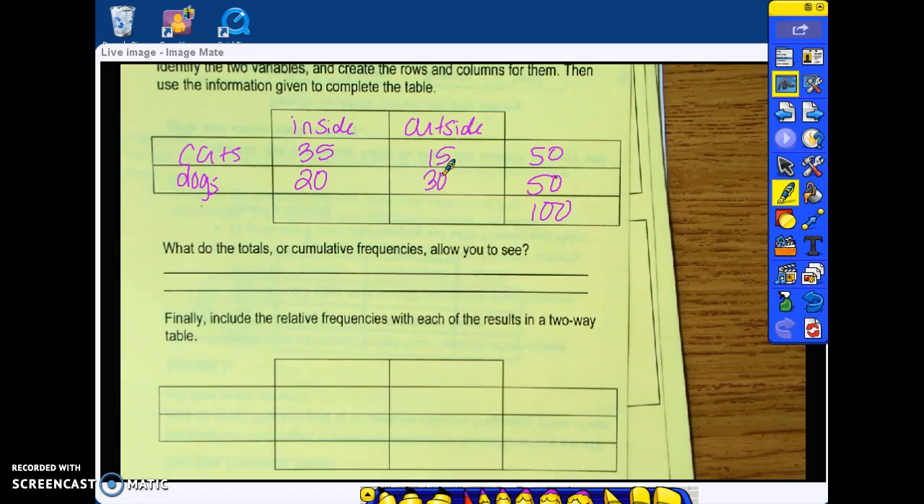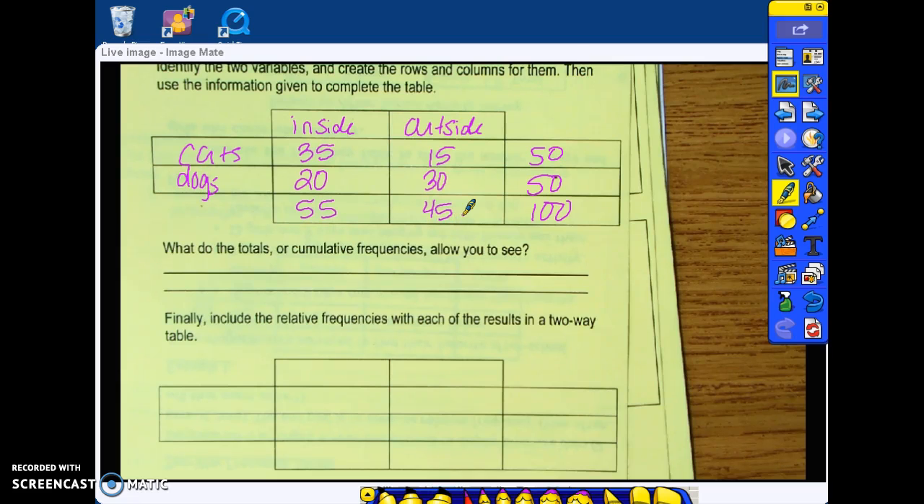Once we figure out our total amount of cats and dogs, we can see what is our total for animals that like being inside. That is 35 plus 20, which is 55. And then we have 15 plus 30, which is 45. So we have completed our two-way table.